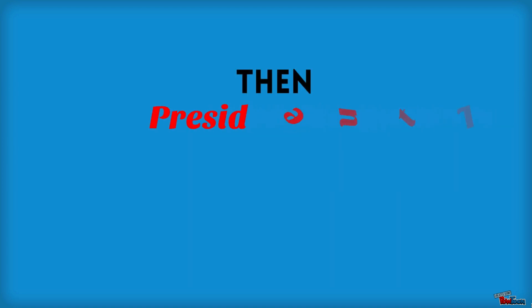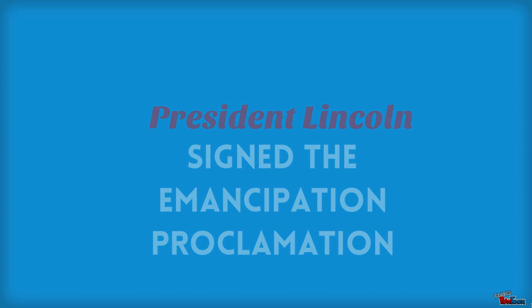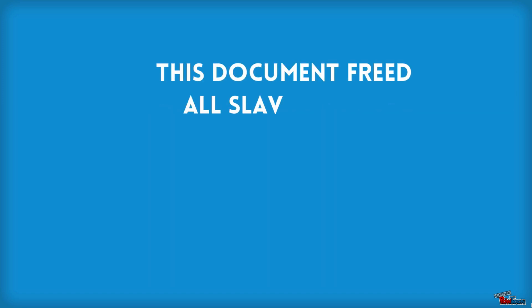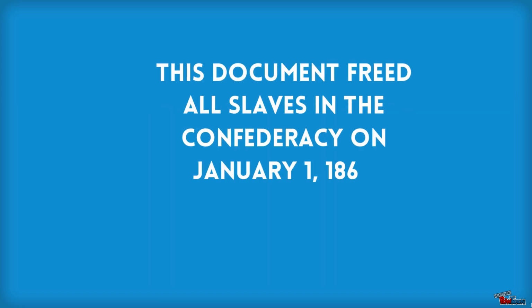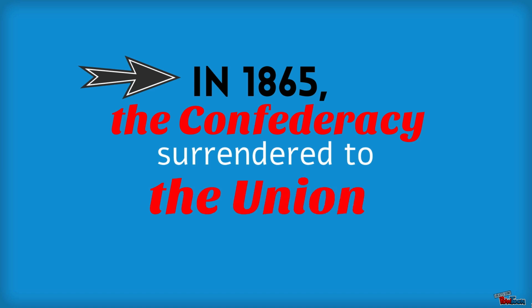Then President Lincoln signed the Emancipation Proclamation. This document freed all slaves in the Confederacy on January 1, 1863. In 1865, the Confederacy surrendered to the Union.